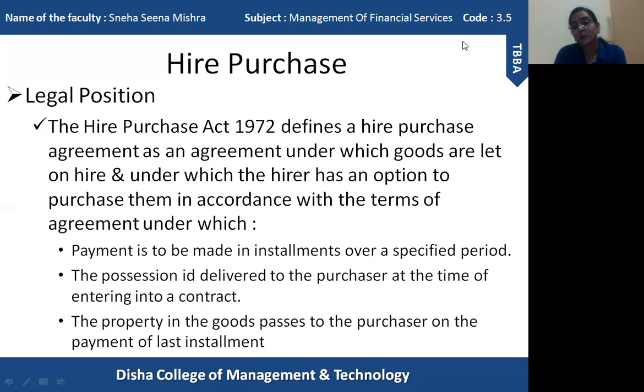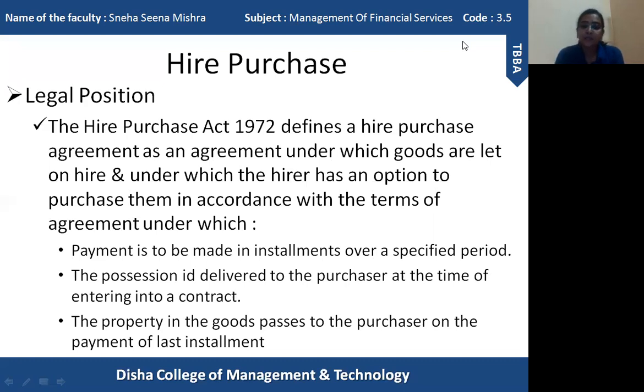Now it is the option. Now the hirer has the option whether to make all the payment of the installments and get the ownership of the goods, or just to pay few installments, use the product for certain number of days, then return the goods to the seller. So that depends upon the hirer whether to take the entire ownership of the goods by paying all the installments, or just pay some of the installments, use the product for certain number of days, and then give the possession of the goods to the seller.